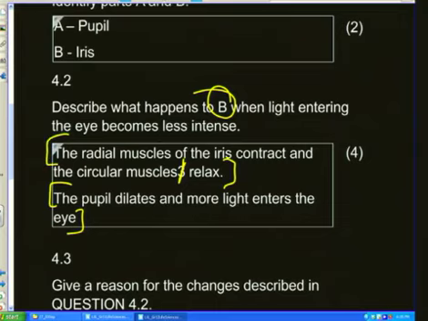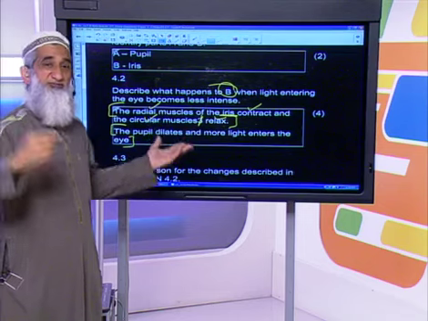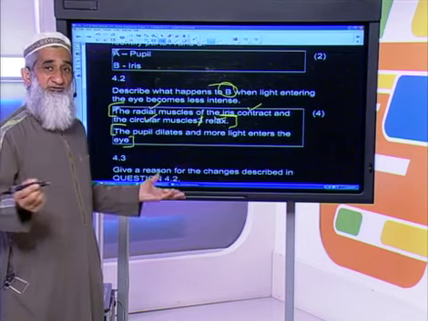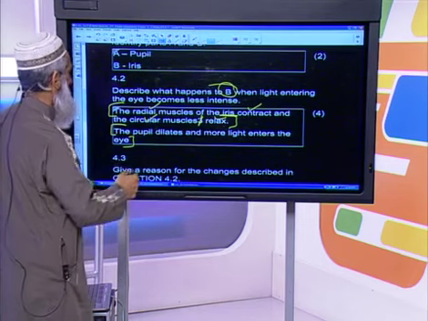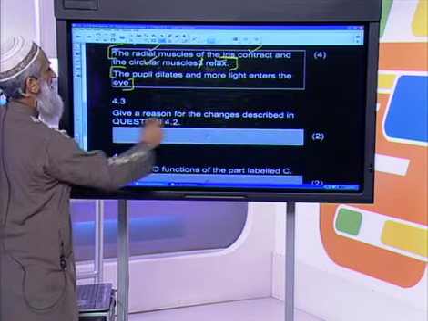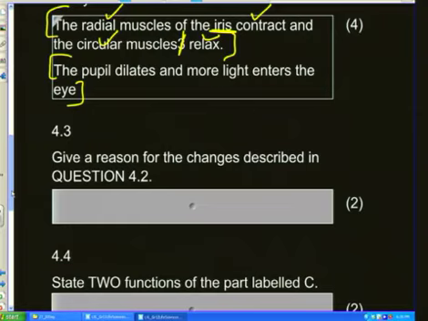Okay? Why you got 4 marks? Radial muscles contract, circular muscles relax. You must at least say once it's of the iris, because radial muscles you may find somewhere else, and circular muscles you may find somewhere else, especially circular muscles. So you must specify of the iris, right? Now the next question says, give a reason for the change described in question 4.2.